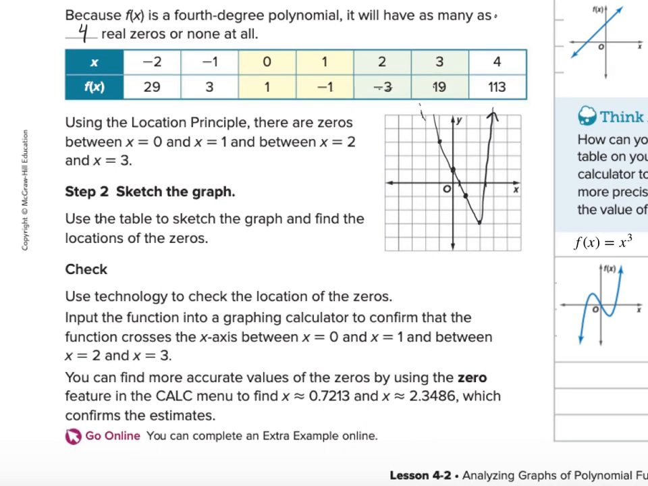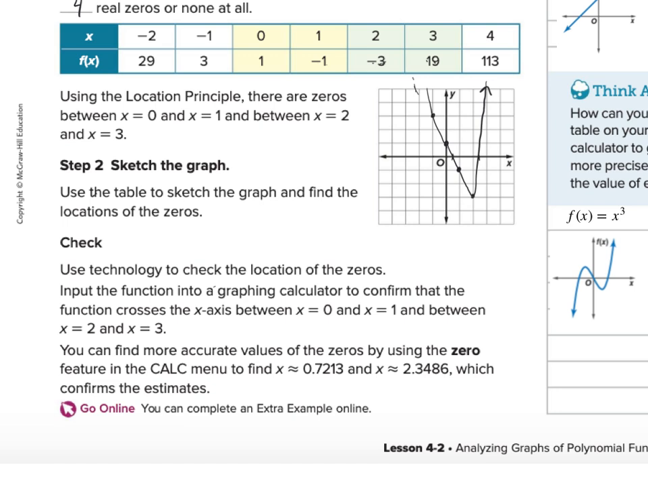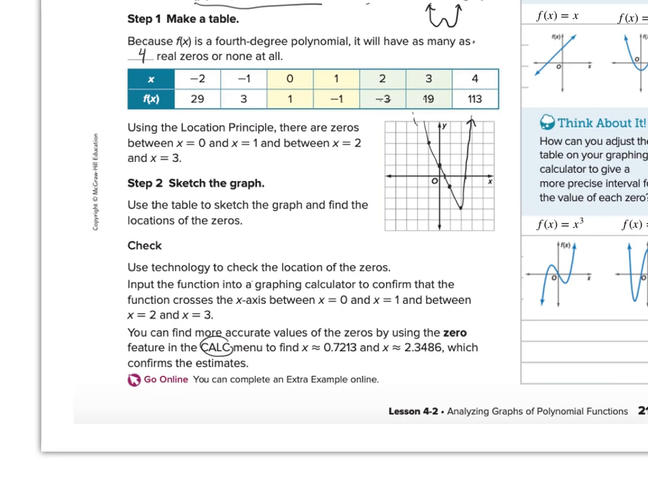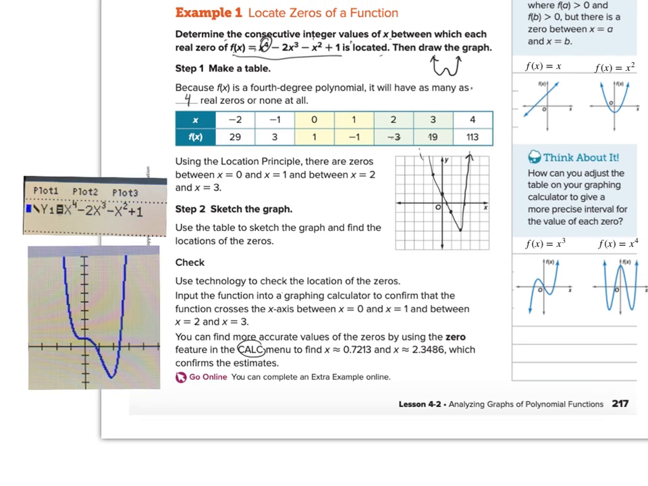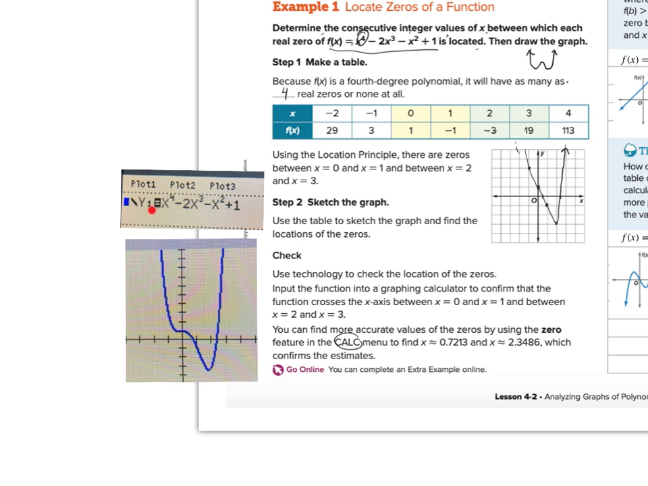We could use technology, and it tells us that. Use technology to check the location of the zeros: input the function into the graphing calculator to confirm that. Well, let me do that real quick. We're going to put it into the zeros and hit calculate and see what happens. I plugged it into the calculator, into y1, and I graphed it, and I can see that here are my approximate zeros. Obviously not perfect, but we do have the general shape of what we were looking for. Had we had a couple more points, we probably could have figured out a little bit more of that W. It's just a matter of how much it's been modified.